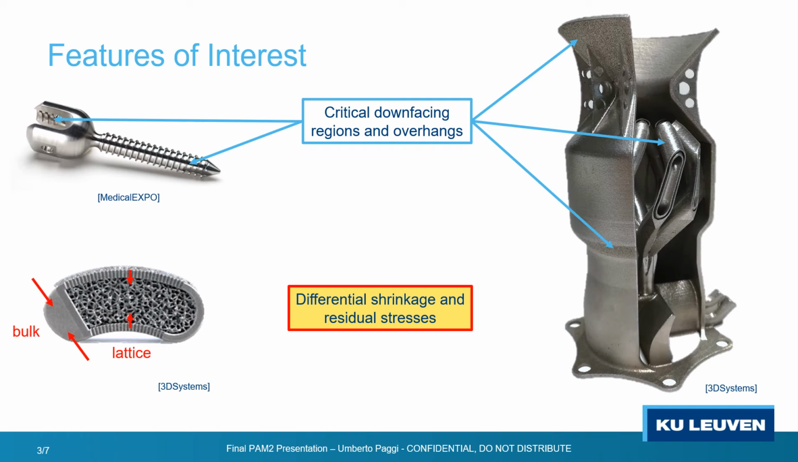This can be caused by differences in structures, like the large cross-section of the bulk and the thin one of the lattice in the spinal cage, or in supporting condition, such as the attachment to the base plate of the nozzle opposed to the freestanding condition of its sides. These mechanisms are the main reason why a piece is out of tolerances and can lead to job failure if they are too extreme.